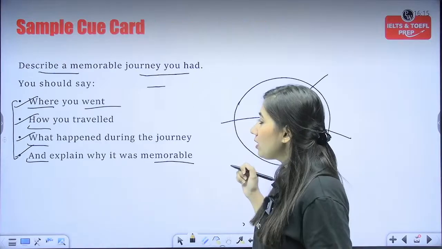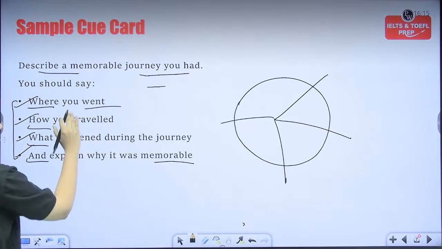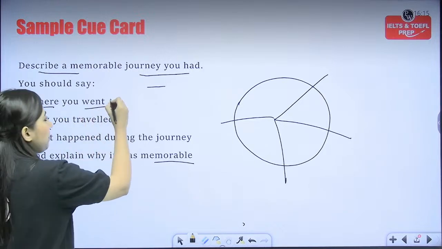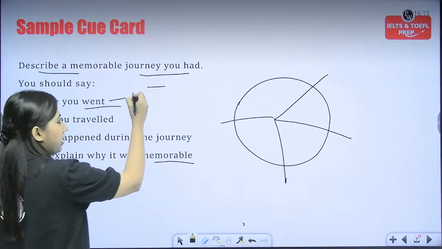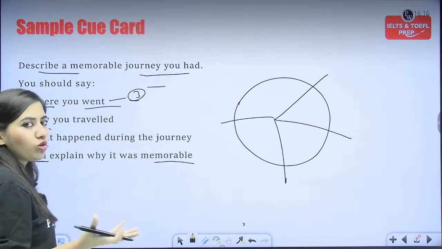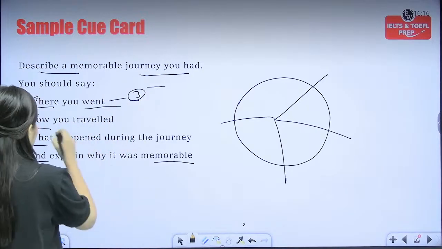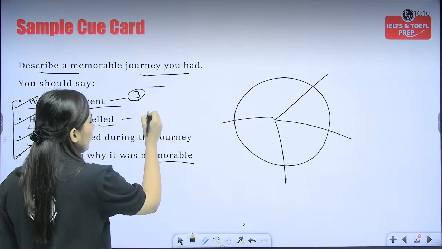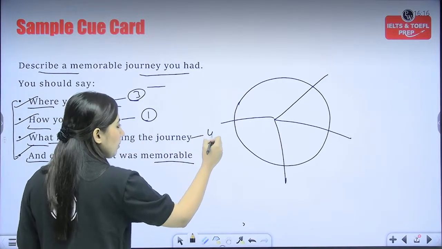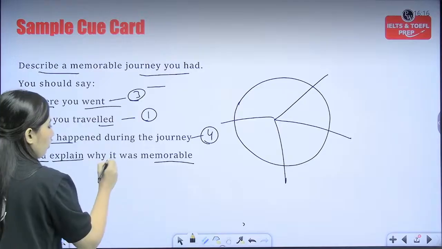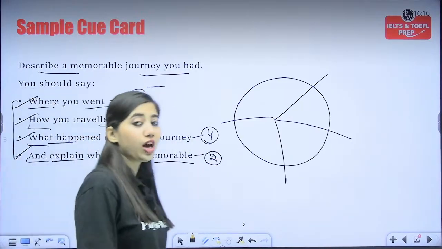Now, when I say pointers, how you're going to make them, I suggest to all my students, always consider your prompts and start making points like this. For where you went, I can make 3 points, depending on whatever comes to your mind at that time. How you traveled, for this I only get one point. What happened during the journey? For this I'm getting 4, and explain why it was memorable, for this I'm getting 2. So these are my pointers which I am able to make.